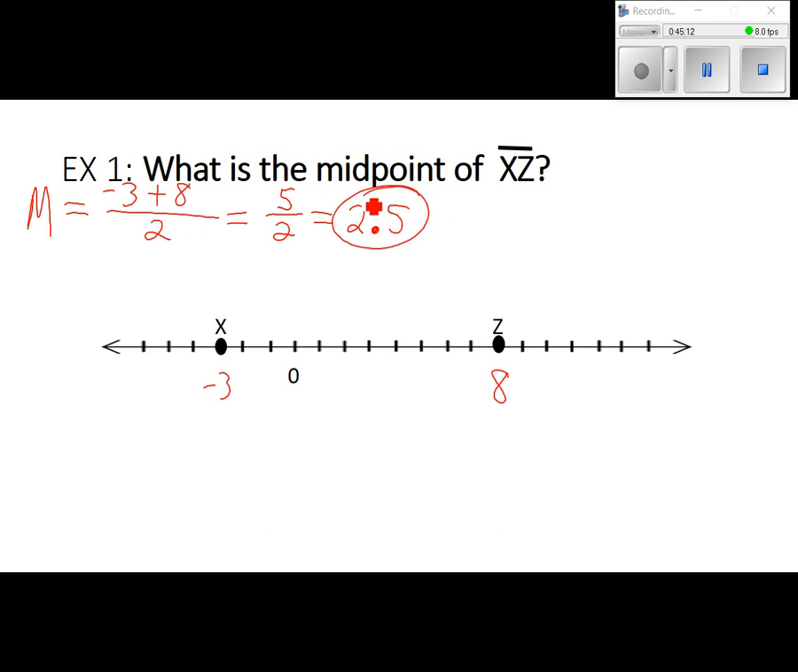2.5. So let's go out here. 2.5. About right there, right? That's point M. The midpoint, does that look like it's about the same distance on both those sides? So instead of having to go through all of this stuff that we've been going through, a little easier for me.